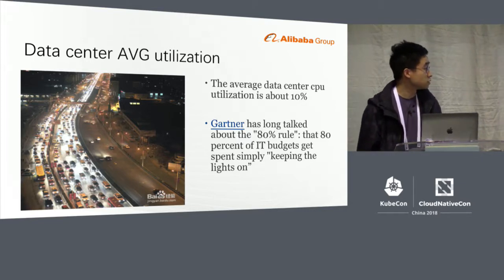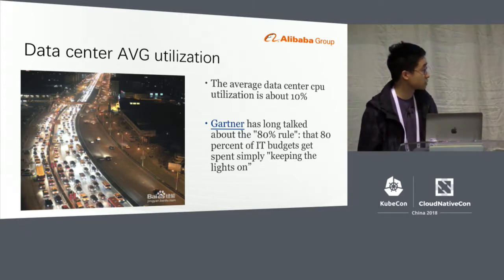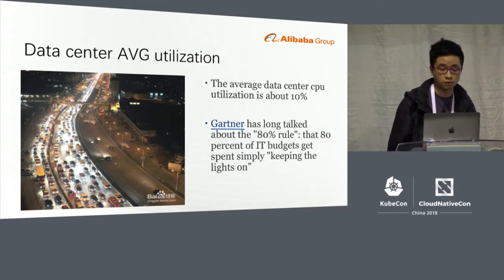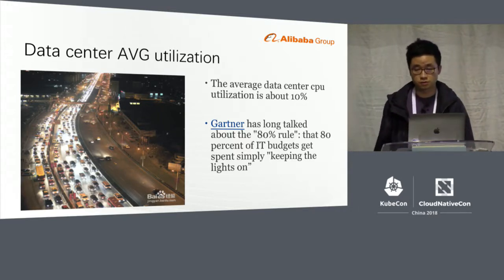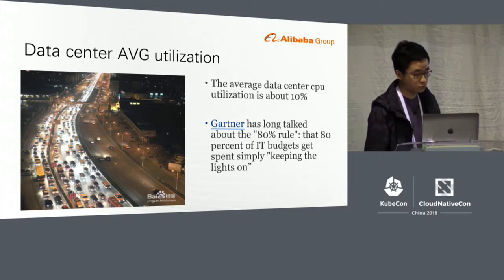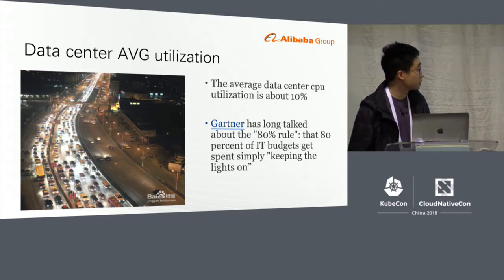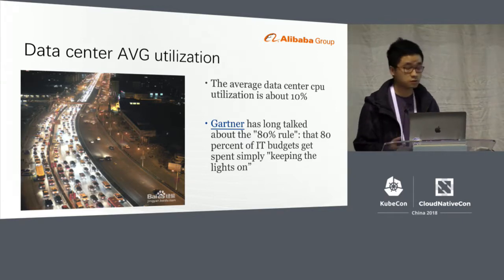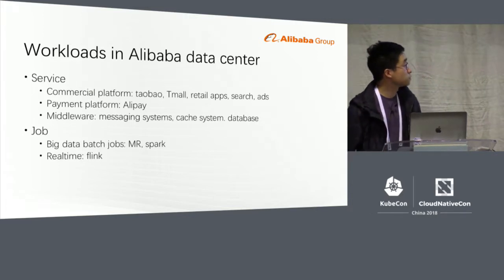According to Gartner, there is the 80% rule, which means that 80% of the IT budget simply gets spent on keeping the lights on, that is, on keeping our software and platforms running smoothly. It's just like the expressway in the picture on the left-hand side: in one direction there's a traffic jam, while on the other side there's not so much traffic, which means we need to fully leverage the capacity.